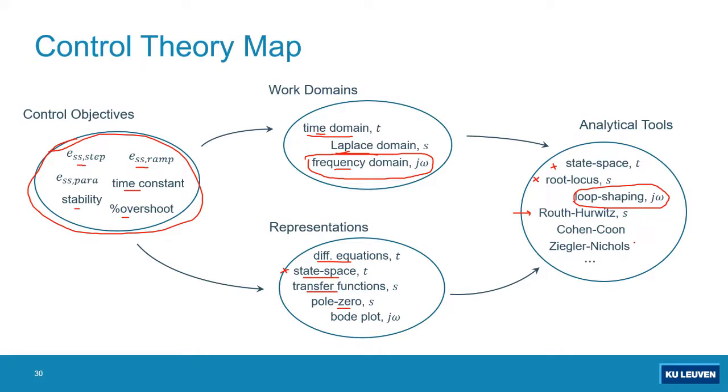Cohen-Coon, Ziegler-Nichols, and many others. Those are some tools that we typically use in practice to design certain controllers. But again, we are not going to discuss these last few tools, Cohen-Coon and Ziegler-Nichols and everything there. These are more advantageous when you are designing a controller in practice. What we are going to discuss in the next few videos, we will focus mainly on the loop shaping technique.